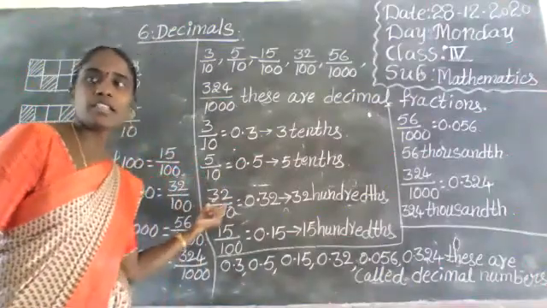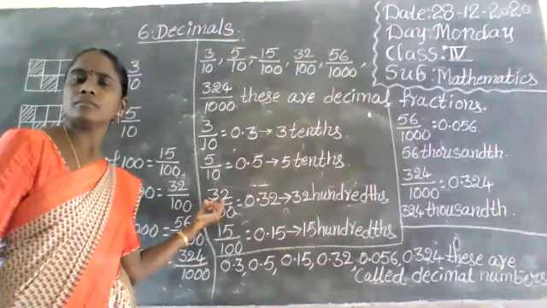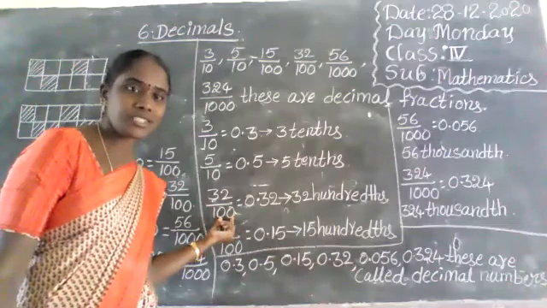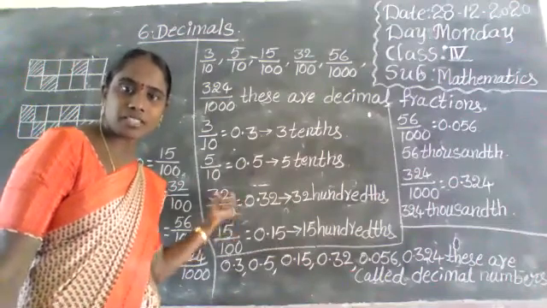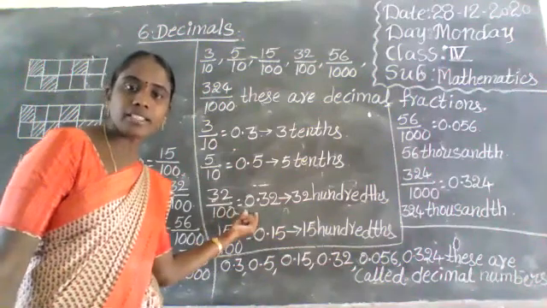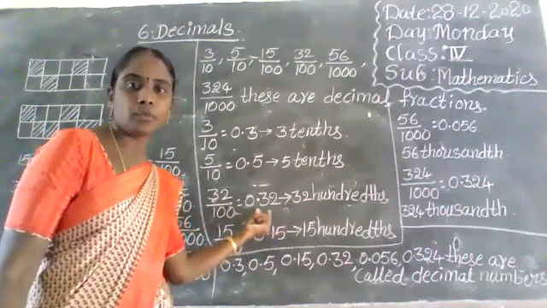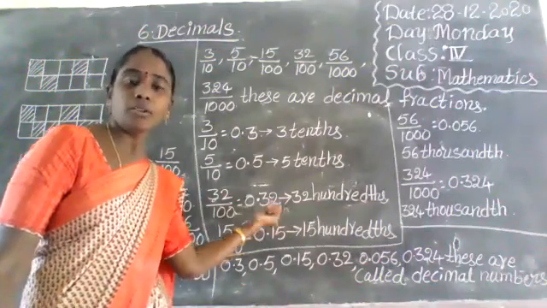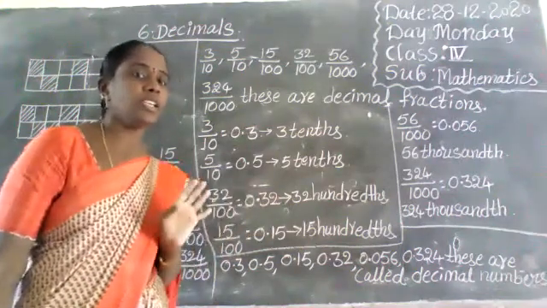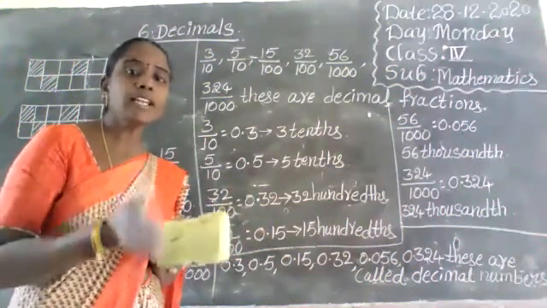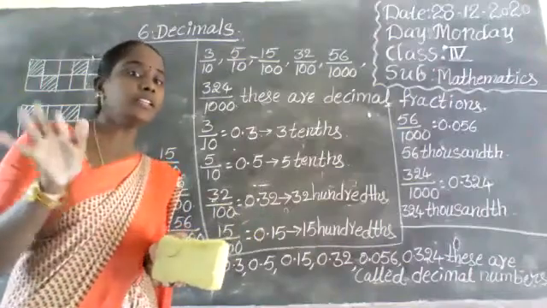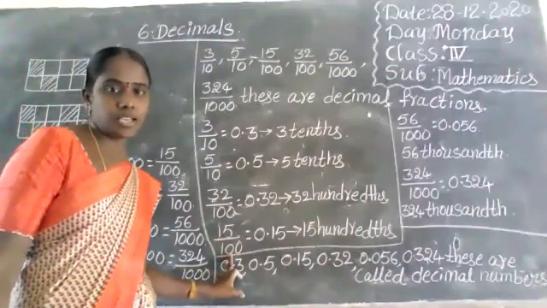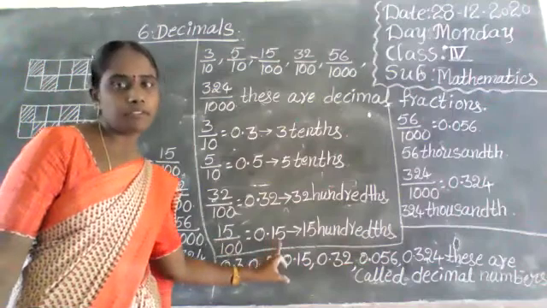Next here, 32 by 100. In 100, 2 zeros are there. Yes, am I right, children? So we can write 0.32, point after 2 digits. 3 is there and 2 is there. Don't read it as 0.32 in whole-number style, children. Here in decimal numbers, we have to read digit-wise. Next, 15 by 100. Here also in 100, 2 zeros are there, so we have to read 0.15.